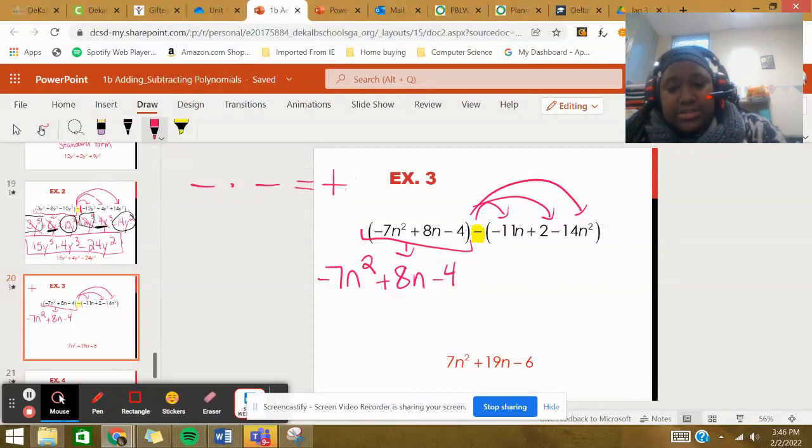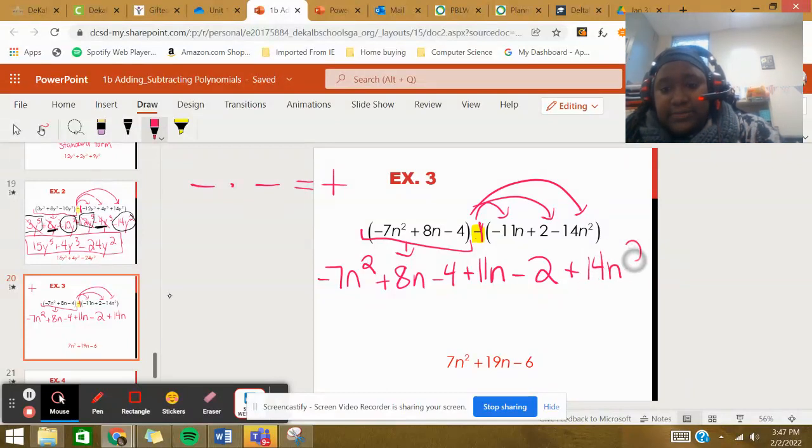So a negative 1 times, and then remember this is a 1. Negative 1 times a negative 11 is going to give me a positive 11. And it was an n attached, so I'm going to keep the n. So positive 11n. Negative 1 times a positive 2 is going to give me a negative 2. And then finally, a negative 1 times a negative 14. Again, two negatives give you a positive. This will give you 14n squared.